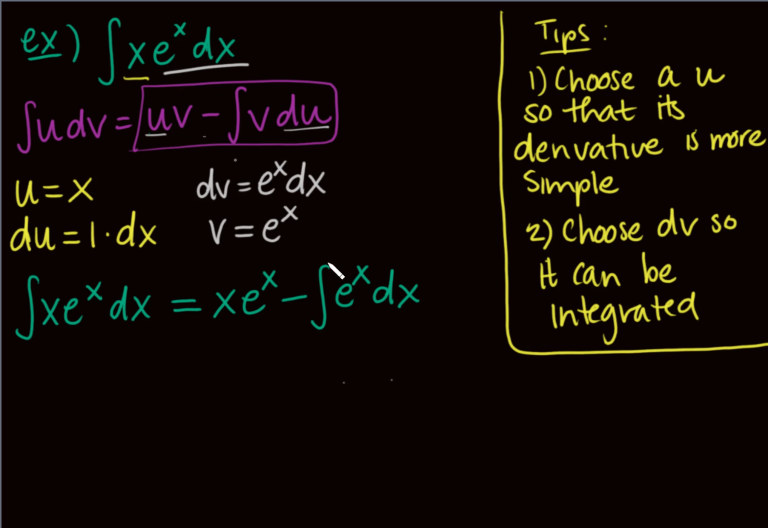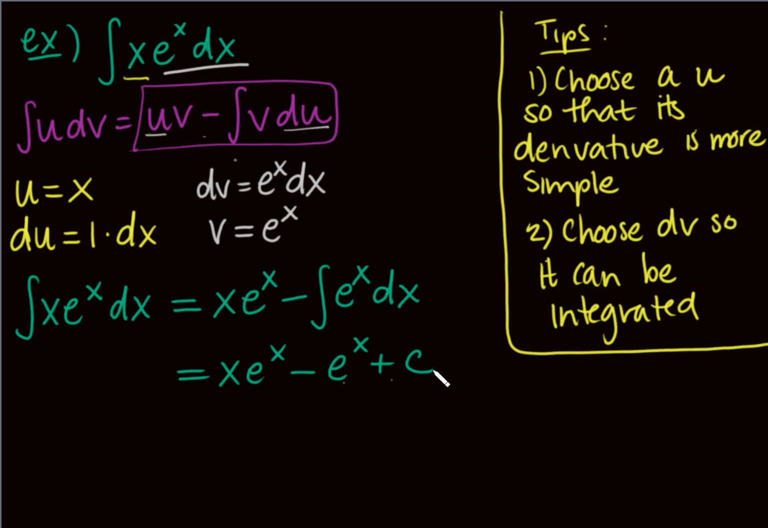And now my last step is to integrate this. You do not leave your answer like this. What does an indefinite integral give you? It gives you a function. You should not have an integral sign in your answer; your answer should just be a function. So we get x e to the x minus the antiderivative of e to the x, which is e to the x, and then I have a c hanging out.